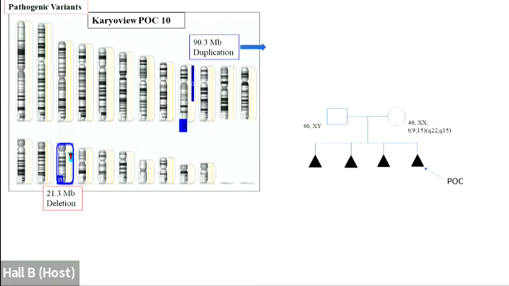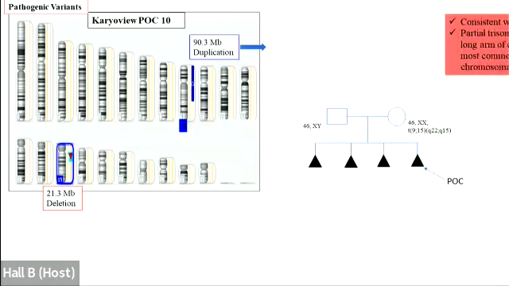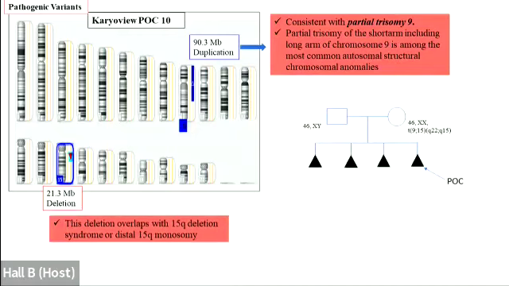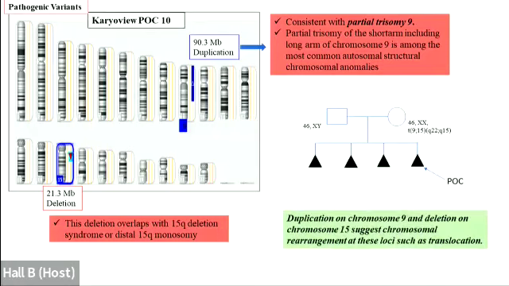So this was one of the cases where the mother was a balanced translocation carrier at chromosome 9 and 15. She had a history of 3 abortions, and this was the 4th POC which we evaluated. We found that at chromosome 9 there was a 90.3 MB duplication, and at chromosome 15 there was a 21.3 MB deletion. The chromosome 9 duplication was consistent with partial trisomy 9, and the 15 deletion overlaps with the 15q deletion syndrome. Since the parents were also carriers for 9 and 15, it suggested there was some rearrangement at these loci in the fetus.